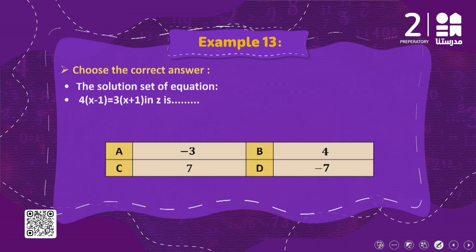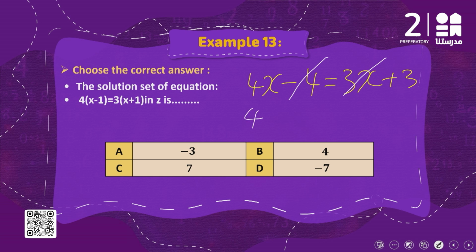The solution set of the equation 4 bracket x minus 1 equal to 3 bracket x plus 1. Let's expand the brackets. 4 multiplied by x and 4 multiplied by negative 1. So here you have 4x minus 4 equal to 3x plus 3. To solve a question like this one, you need to cancel out the x's from here. You need to cancel out the values from here. So simply, you subtract 3x. This one will be cancelled. You need to add 4, so this one will be cancelled.